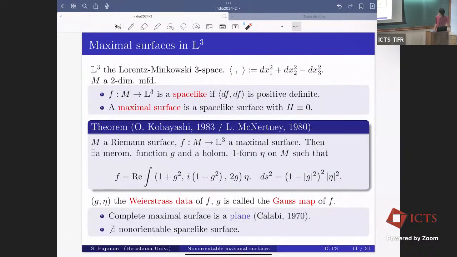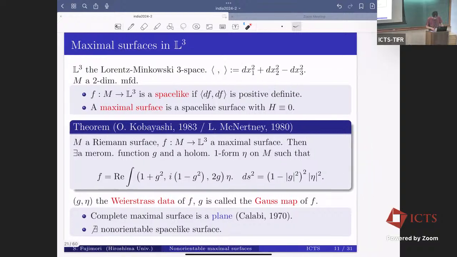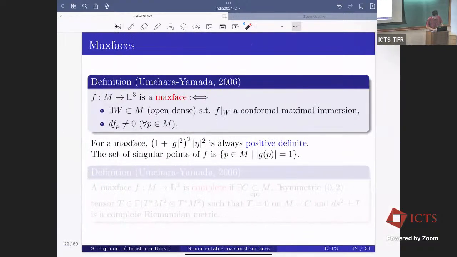And also I mentioned yesterday, if a maximal surface is complete, then it must be a plane. And there does not exist a complete orientable space-like surface without singularity. So now we consider the maximal surface with singularities.